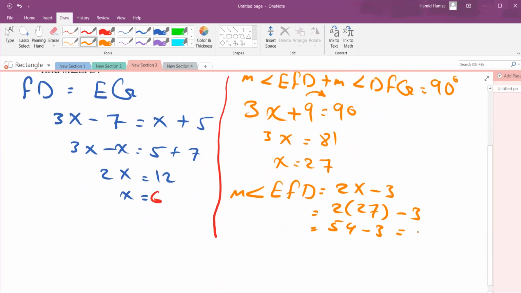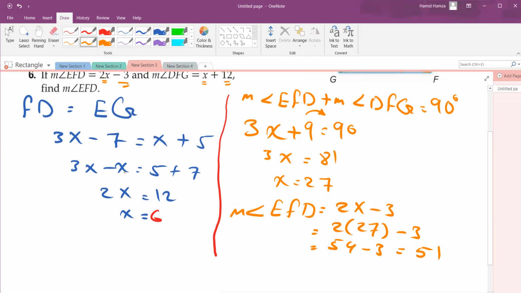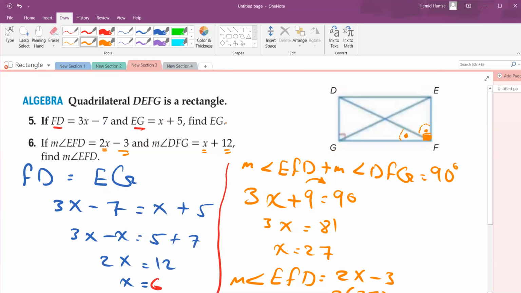Minus 3. So the answer will be what, guys? 51. And also, guys, we didn't complete the first one. The first one, he asked to find what? EG. Not to find the value of x. We wanted to find the length of EG. So we should complete, guys.